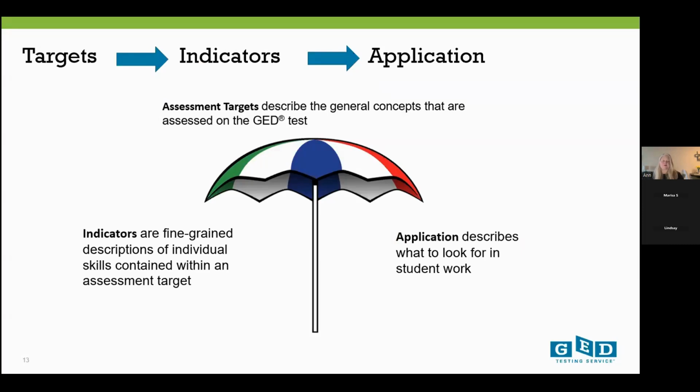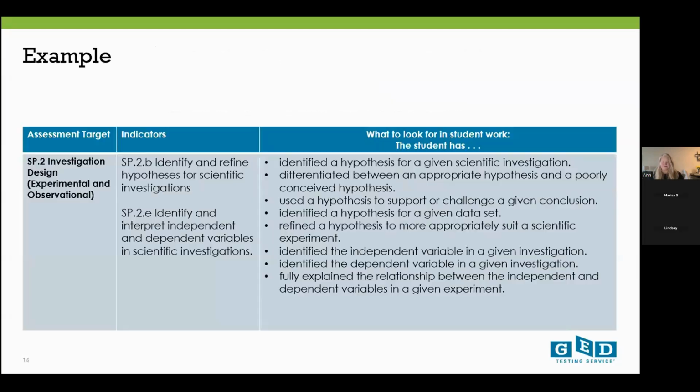And then the next important part is the application. What does your student work look like? Here's an example of what we give on our high impact indicators. So the assessment target, the investigation design. Wow, is that ever broad, right? So then you look in the AGE underneath, and it says the student needs to identify and refine hypotheses for scientific investigations. They need to identify and interpret independent and dependent variables in scientific investigations. All right, so now I know they need to do something, right? That's the skill that we're testing.